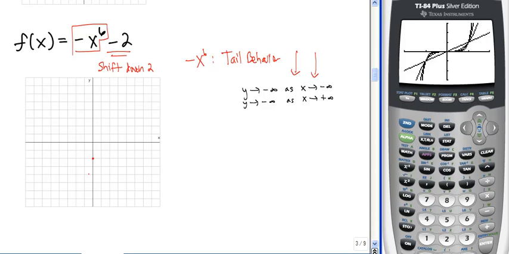Because that power of 6 is fairly big, this is going to be steep on the sides and also flat as well. So we're going to have kind of this flat part right here, and then it steeply shoots down to the left and down to the right because of that tail behavior. And you want to try to make this as rounded as you can. And there would be our rough sketch of our graph.